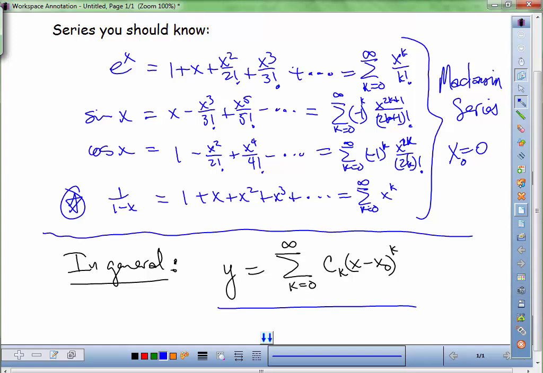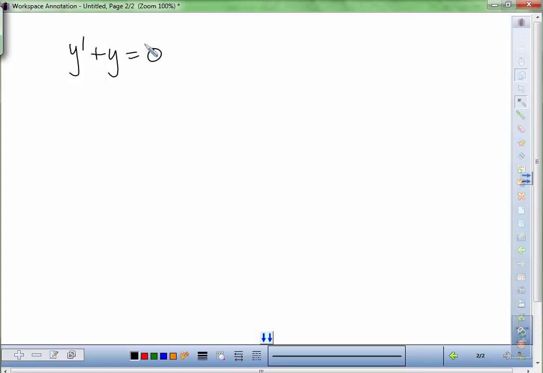And this should be one of those things where if I see you walking down the street this weekend and I say, what's the solution to this differential equation, you should be able to tell me.